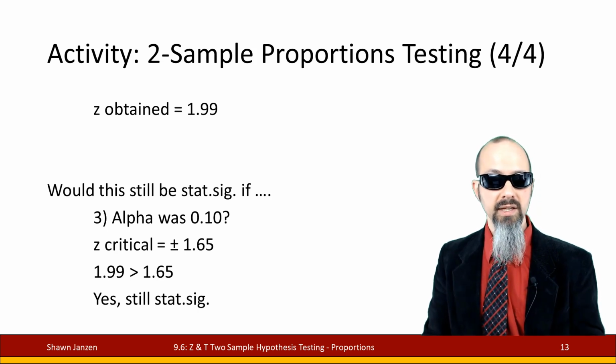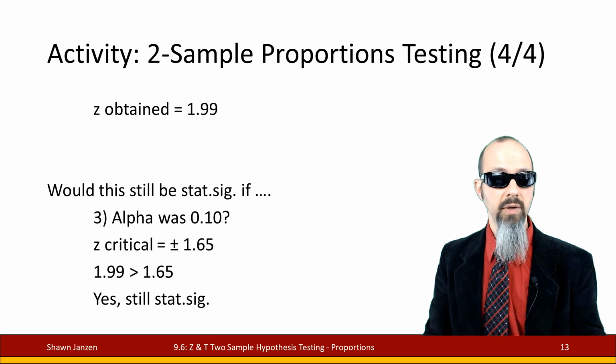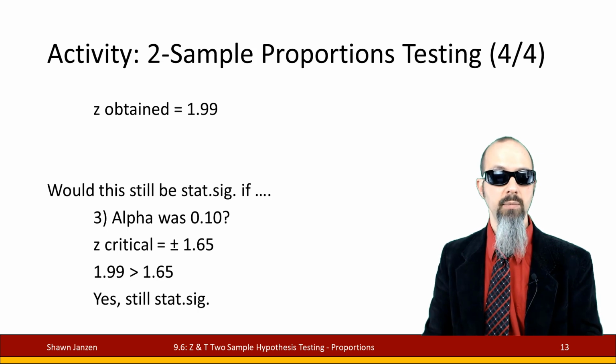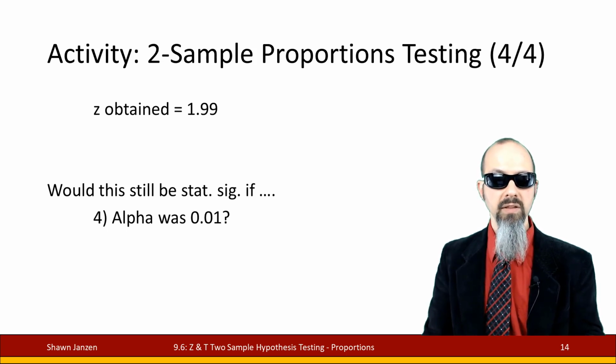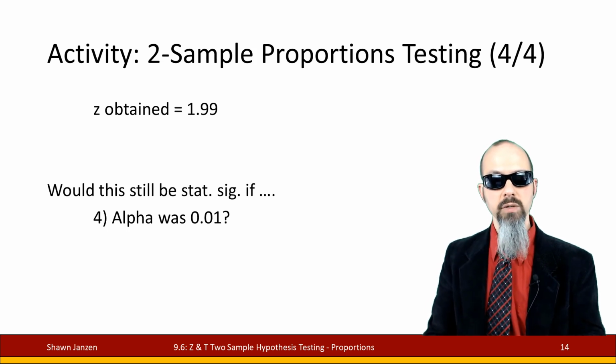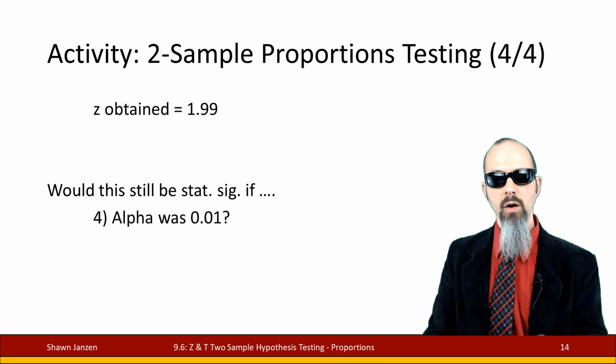And the z-score of 1.99 that we obtained is larger than our 1.65, regardless of which side of the tail we would be looking at. So yes, we are statistically significant, which again would make sense that we're significant at alpha 0.10 because we're also significant at alpha 0.05. So what about the last question we had here? Would it still be statistically significant if alpha was 0.01? Go ahead and pause the video for a moment and think about this and come back when you're ready.